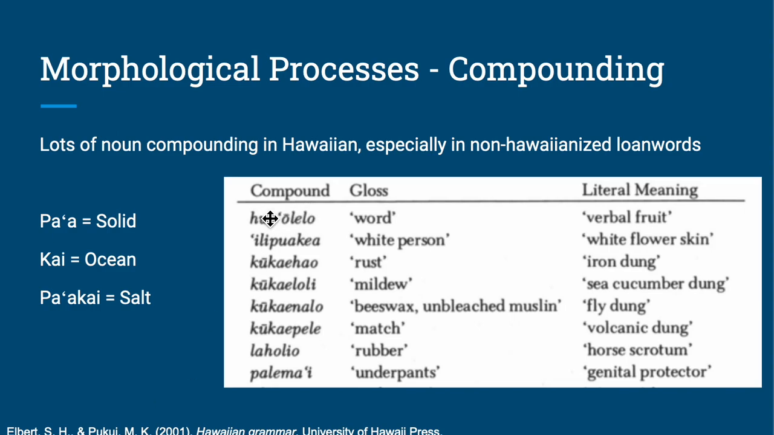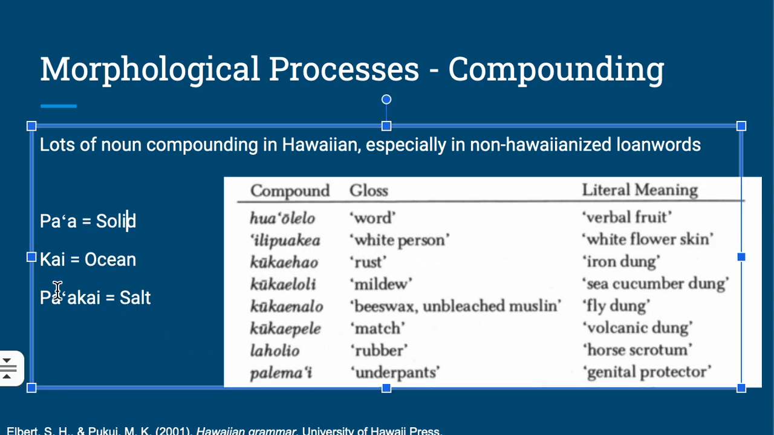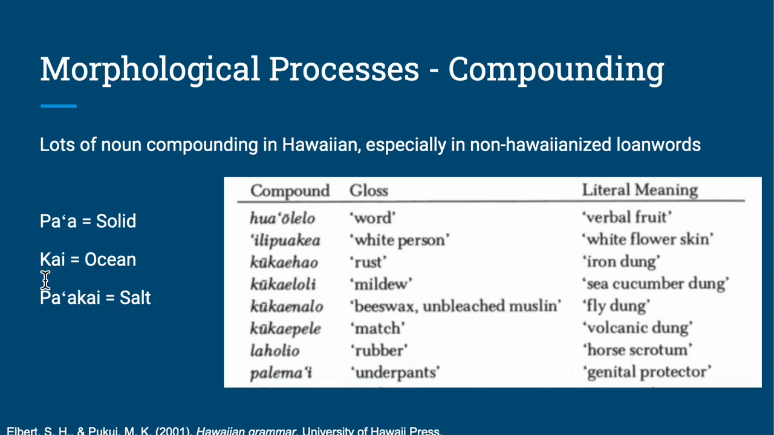And we can look over here. So we have hua 'olelo, which means word in Hawaiian, but the translation is like language. Hua is like fruit, and 'olelo is language or verbal. Ili pua kea: ili means skin, pua means flower, and kea means white, which just means white person in Hawaiian. Also haole, but that's another terminology. I guess this is in reference to that. And my favorite one was pa'akai, which is over here, which just means salt. Pa'a is solid, and kai is ocean.